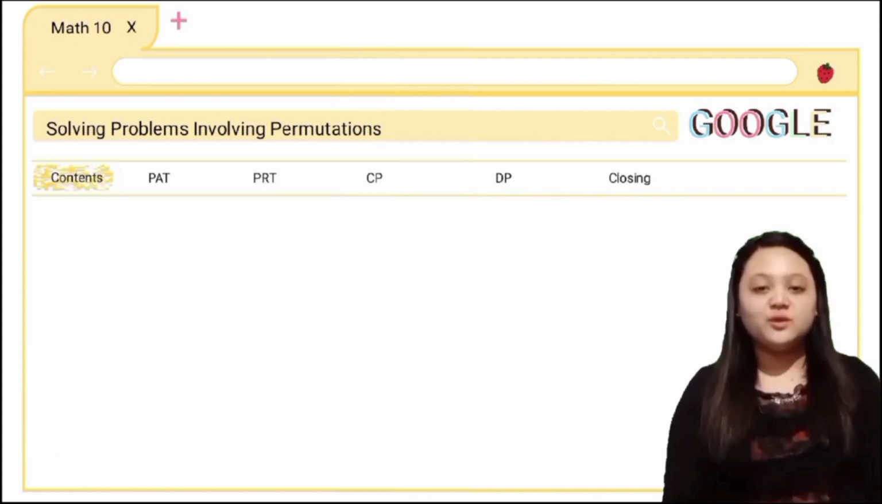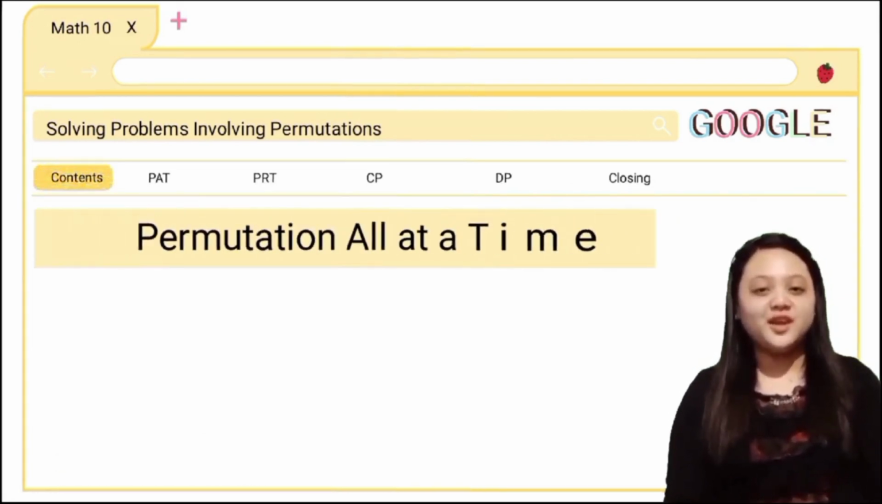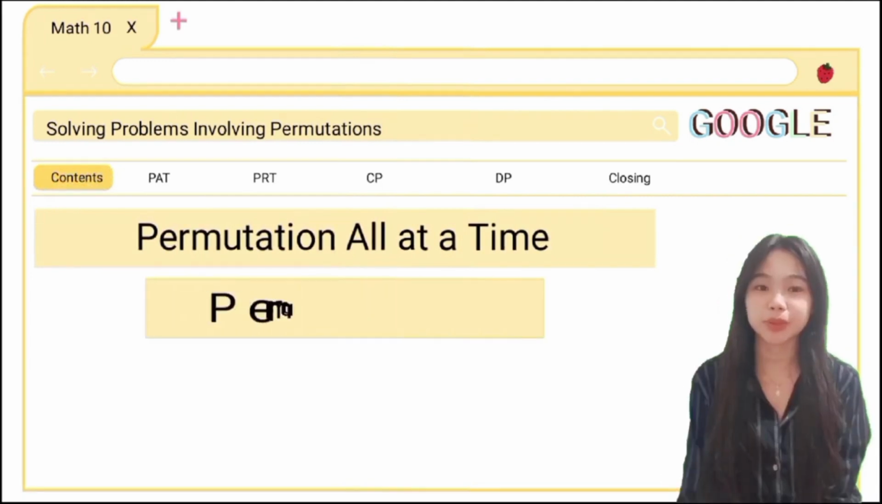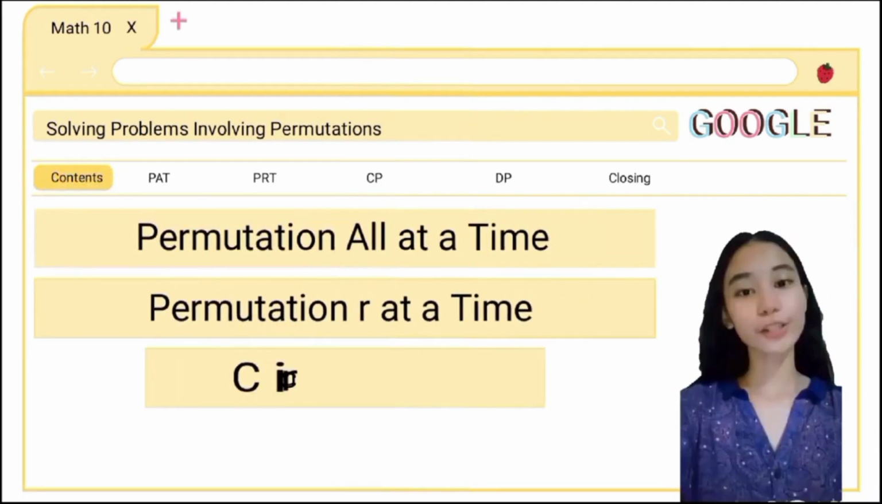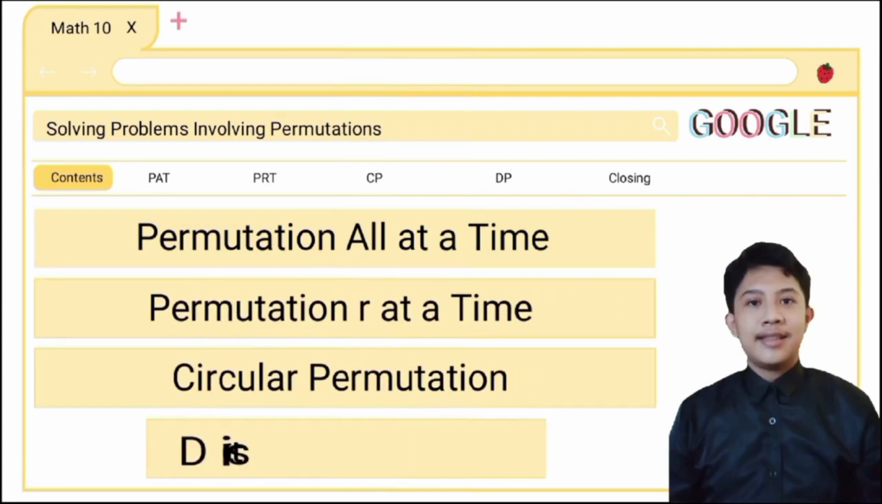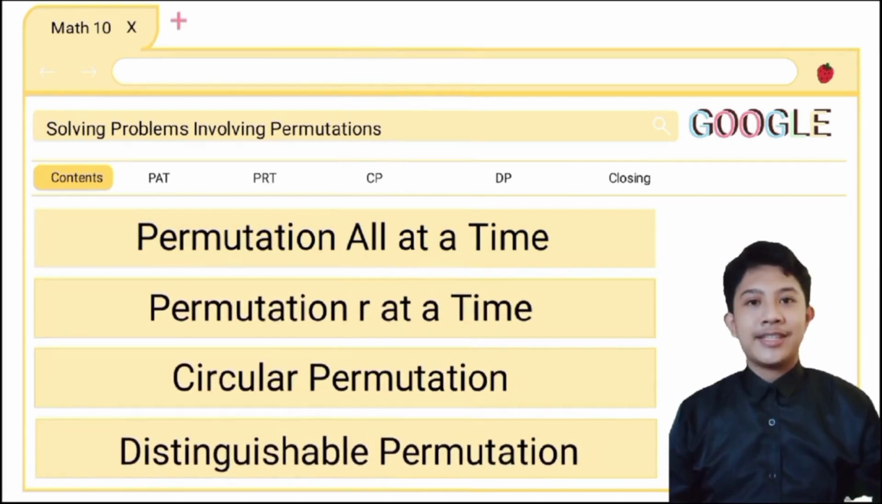In this topic, we will solve different problems involving permutation of objects taken all at a time, circular permutation, and distinguishable permutation.